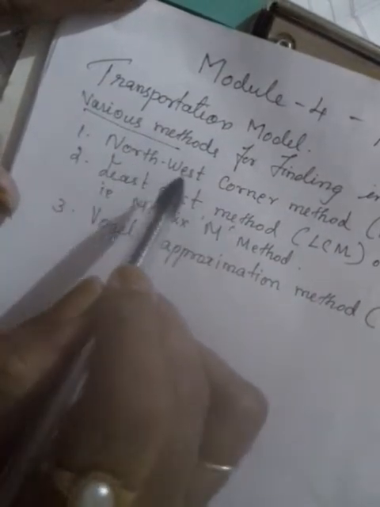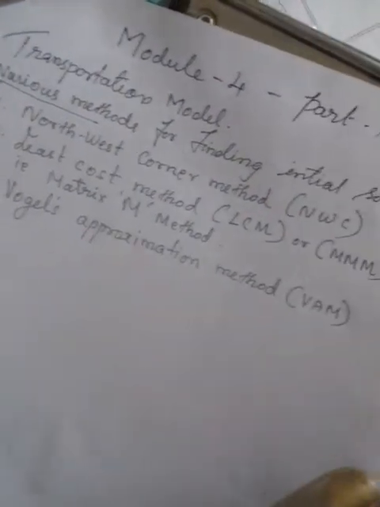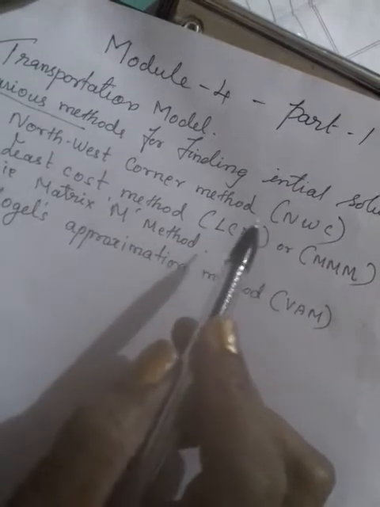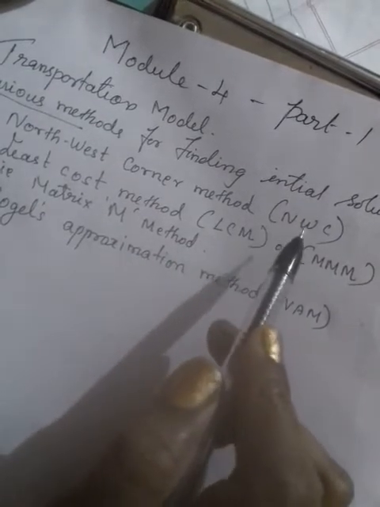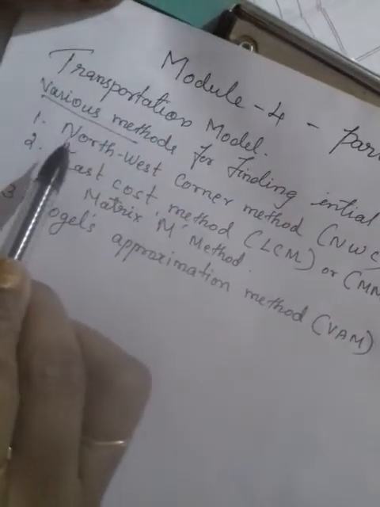Number 1 is the northwest corner method, otherwise called NWC. You should know the short form, because sometimes in the question paper they may ask you to find the transportation cost by using NWC. So you should know what NWC is.